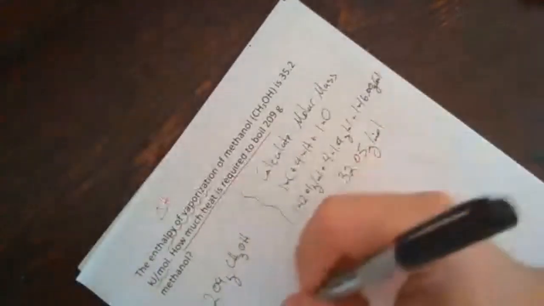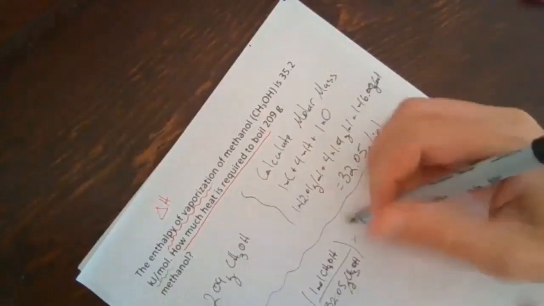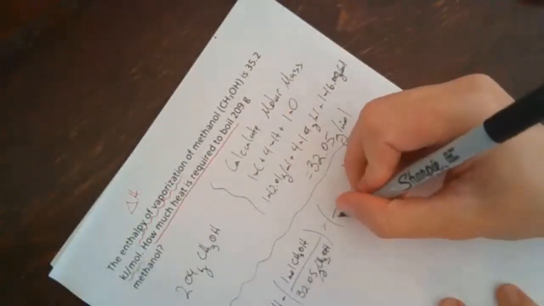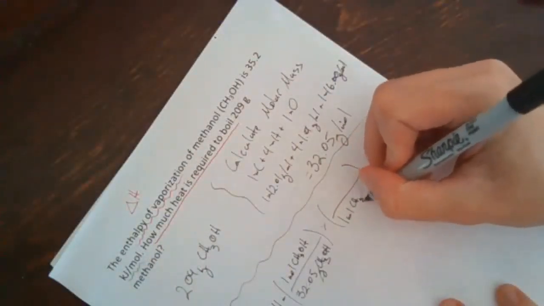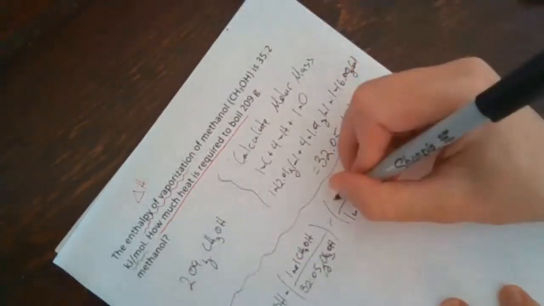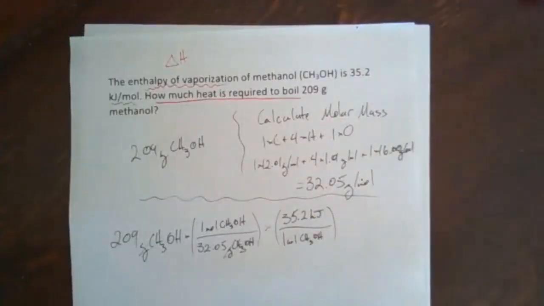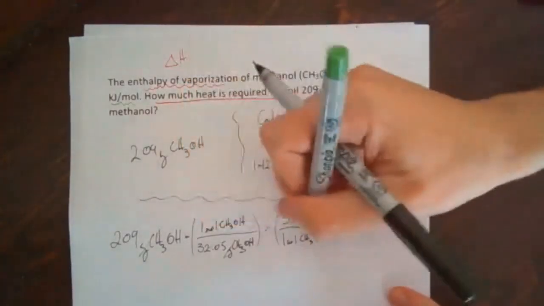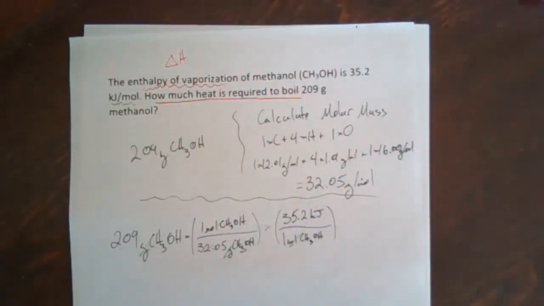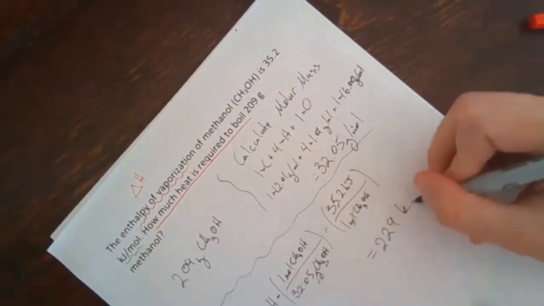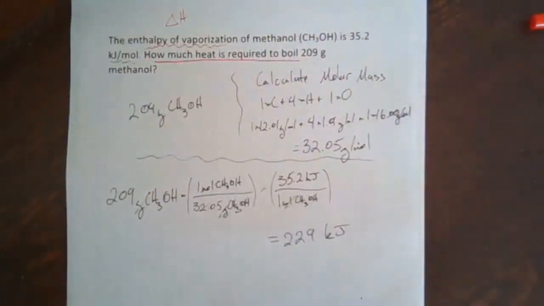But instead, what we'll do is we're just going to multiply it by my delta H value of 35.2 kilojoules per mole. So per mole tells me again, that's per 1 mole of CH3OH, 35.2 kilojoules. The moles cancel out. And overall, I get 229 kilojoules.